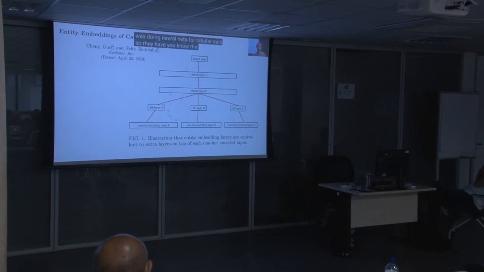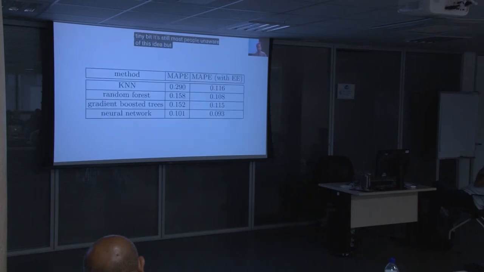So the kind of stuff that we've been talking about arose there, or at least was popularized there. And when I say popularized, I mean only popularized a tiny bit. Still most people aren't aware of this idea. But it's pretty cool because in their paper, they showed the mean average percentage error for various techniques: k-nearest neighbors, random forest, and gradient boosted trees.